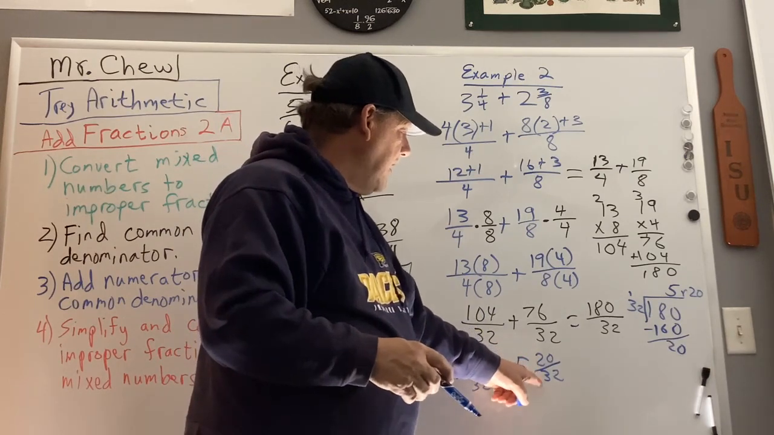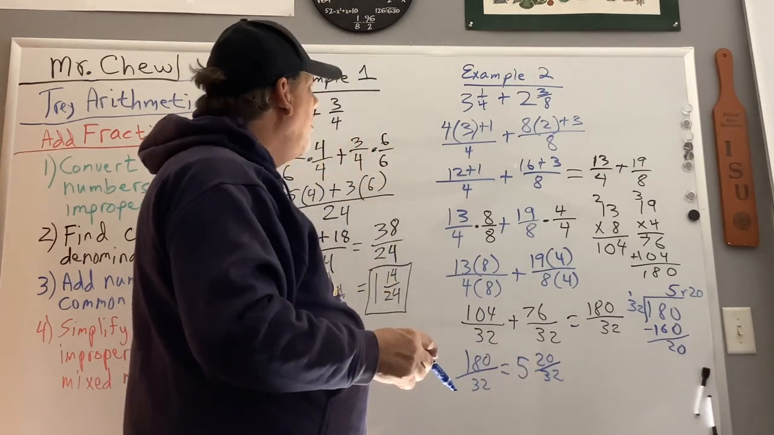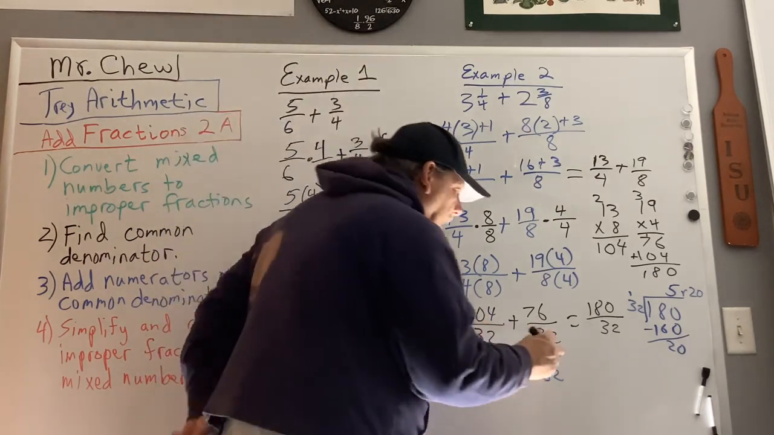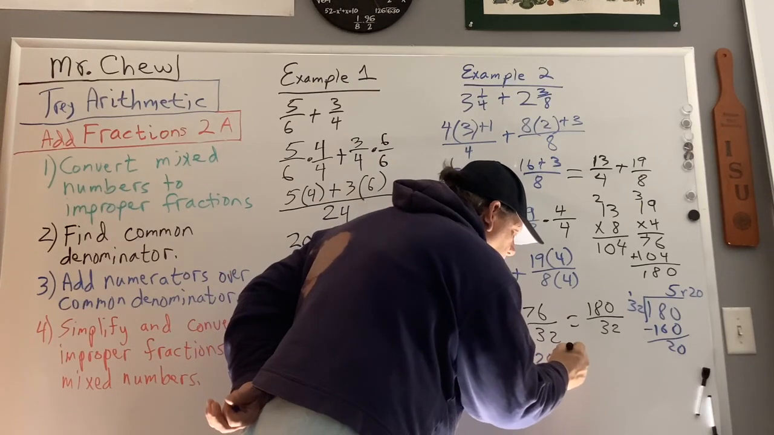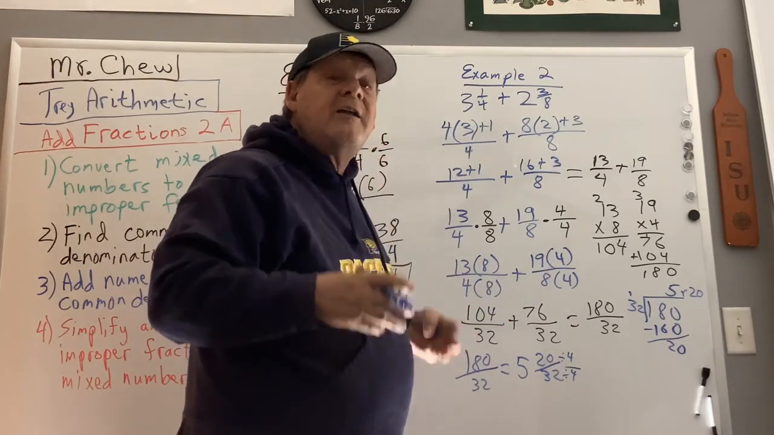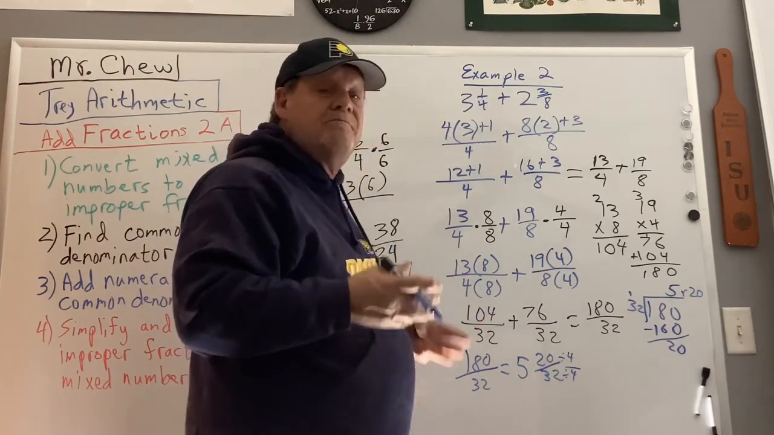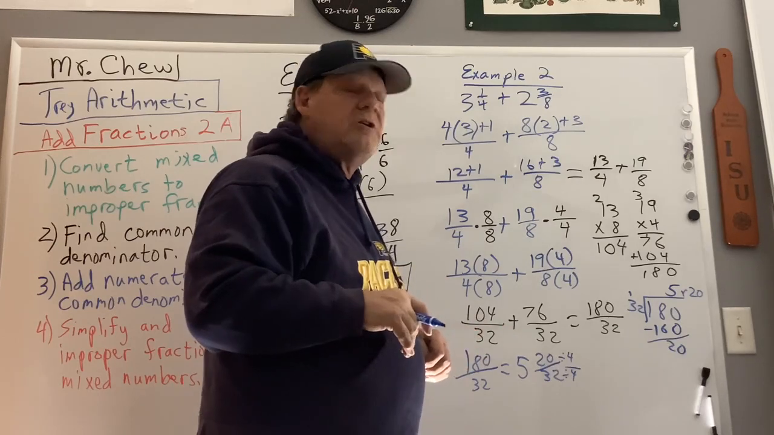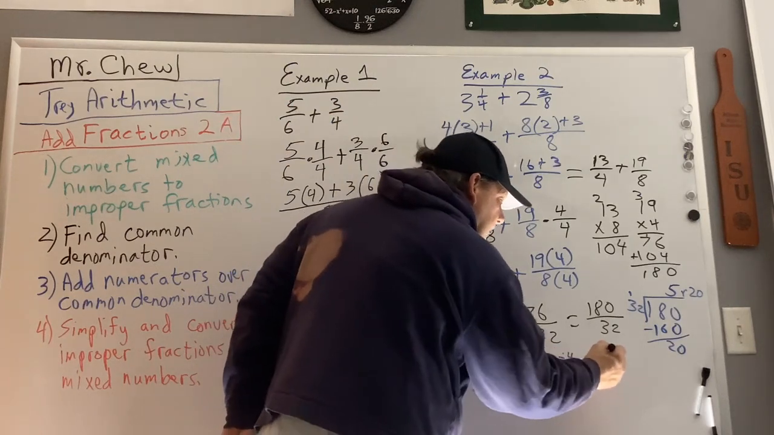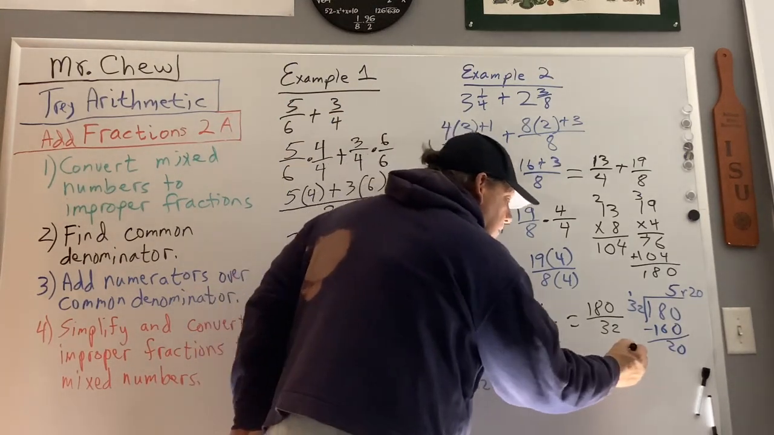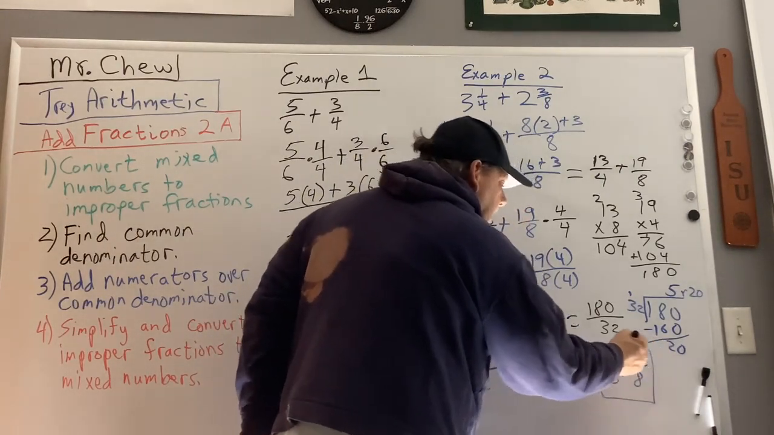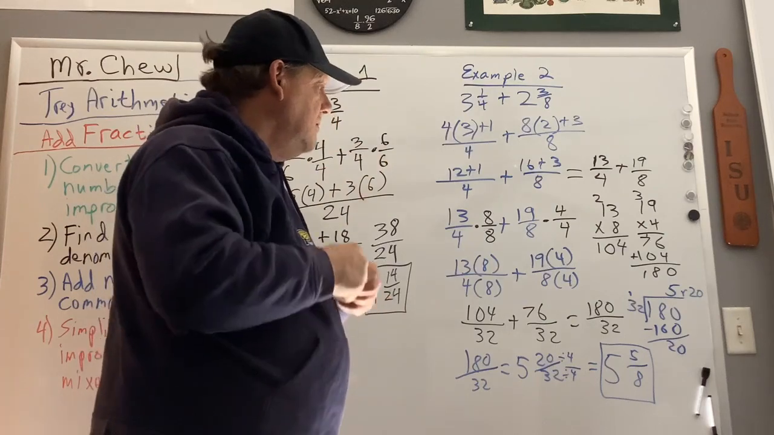But since 20 and 32 are both divisible by 4, I can reduce this. And one way students are often taught to reduce these is to find the biggest number I can divide both of them by. There are several different ways I can teach you to do this, but this is one way that's often taught. So 5 and 20 divided by 4 is 5. 32 divided by 4 is 8. And this is the final answer.